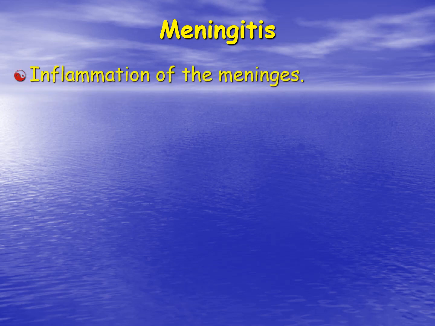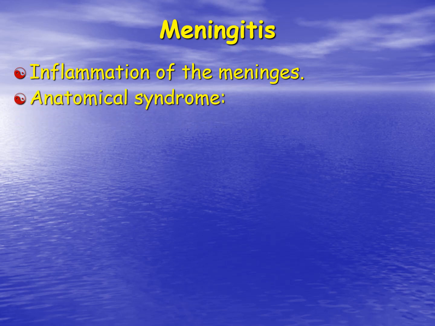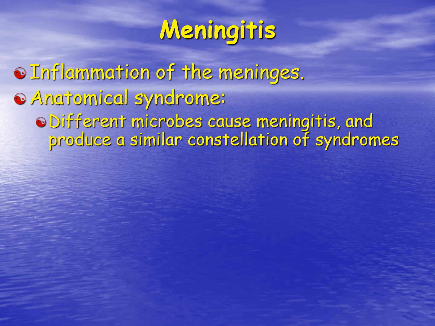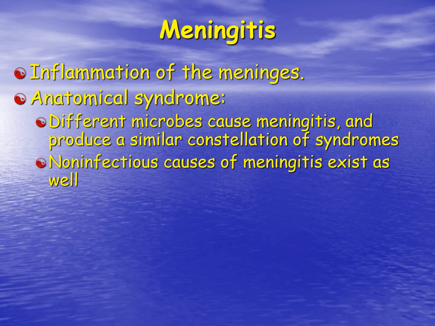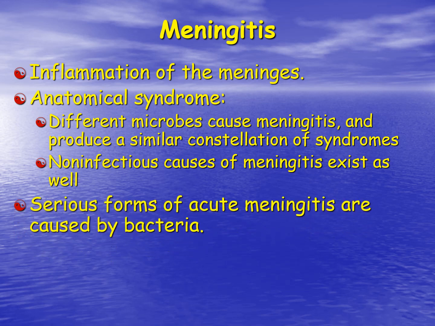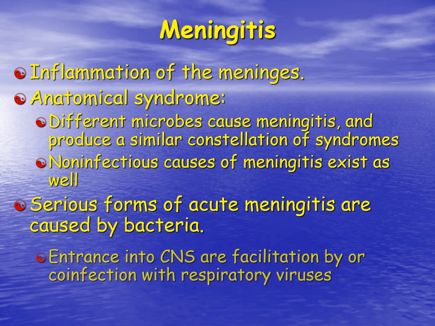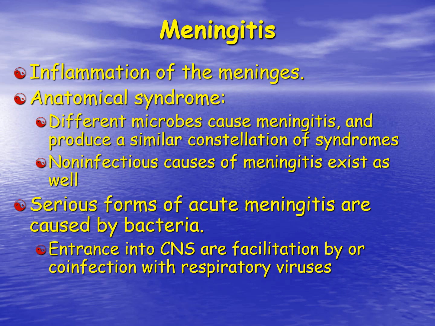Okay, meningitis, inflammation of the meninges around the brain and/or spinal cord. The anatomical syndrome: different microbes cause meningitis and produce a similar constellation of syndromes because they all are infecting the meninges. Non-infectious causes of meningitis also exist. Serious forms of acute meningitis are caused primarily by bacterial species. Entrance into the central nervous system is facilitated by co-infection with a lot of our respiratory viruses.